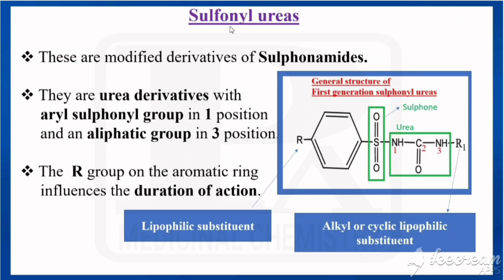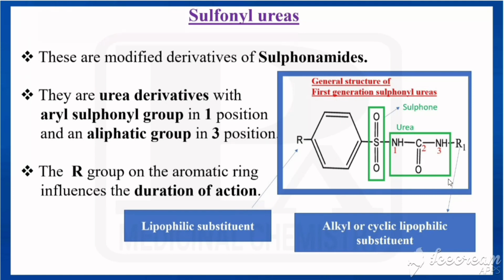Now we'll see the first type under anti-diabetic agents, that is sulphonyl ureas. So what are sulphonyl ureas? From the name itself we can say it has a urea structure. What is urea? NH2CONH2, and that one is connected with the sulphone. What is sulphone? SO2. So these are modified derivatives of sulfonamide. What is meant by sulfonamide? SO2NH2 is called sulfonamide.